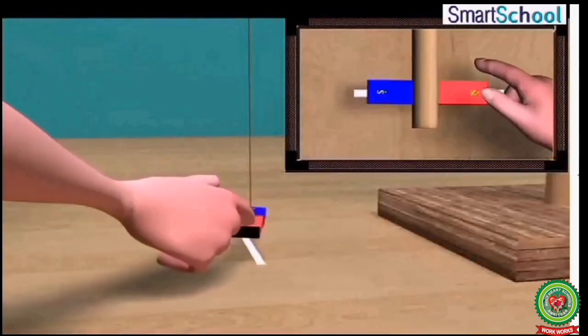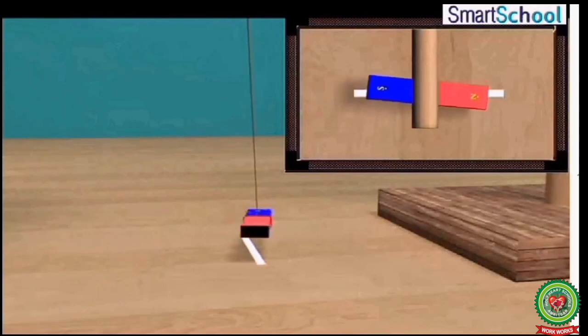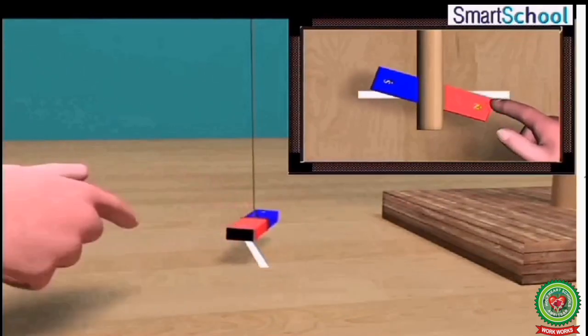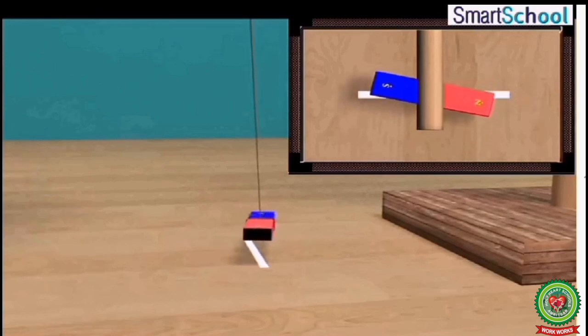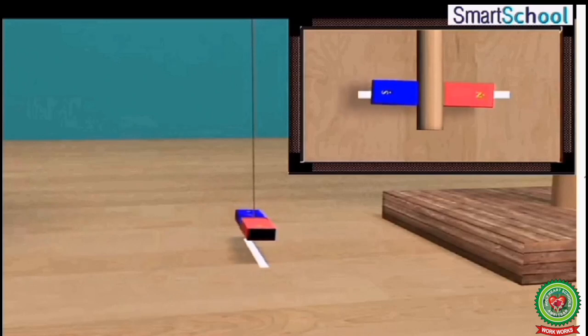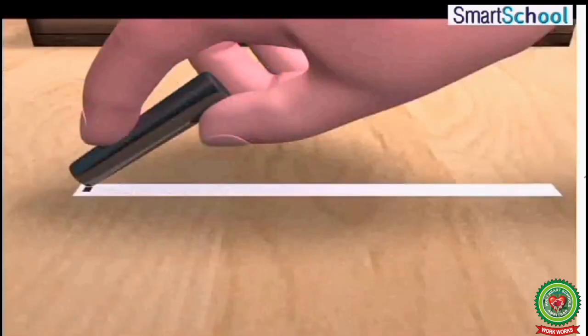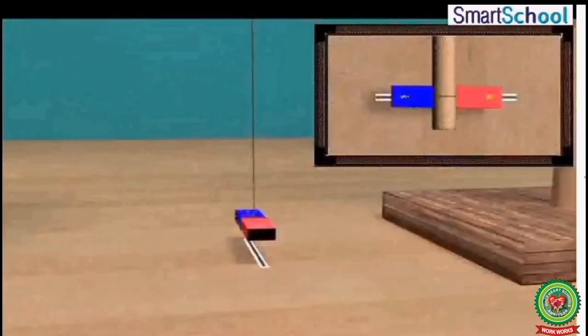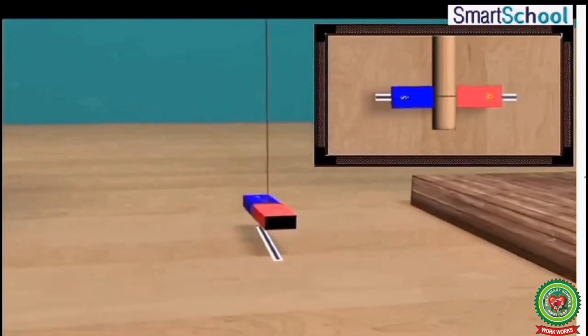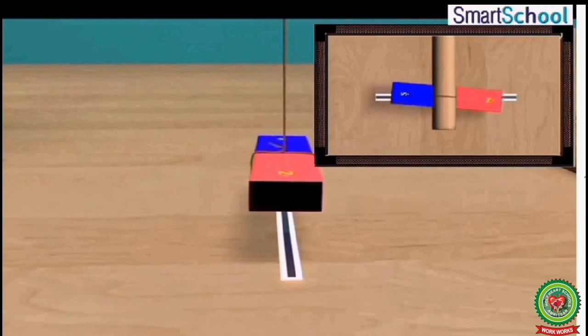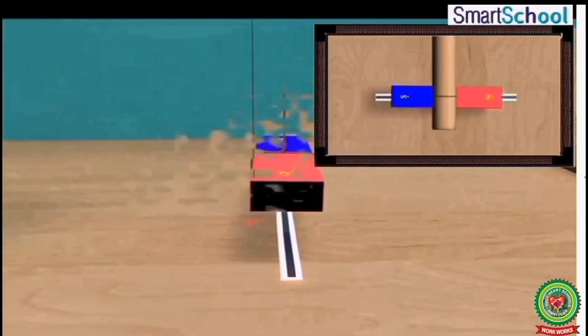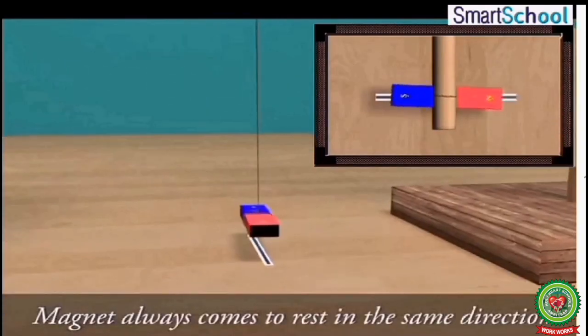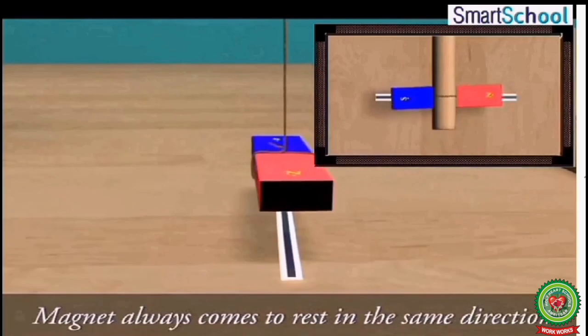Now push gently any one end of the magnet to its left or right by a small amount. What do you observe? The magnet is set into rotation. The magnet comes to rest after making to and fro motion for some time. Again mark the position of its ends on the ground. What do you find? Rotate the magnet once again and note the final direction in which it comes to rest. We find that the magnet always comes to rest in the same direction.